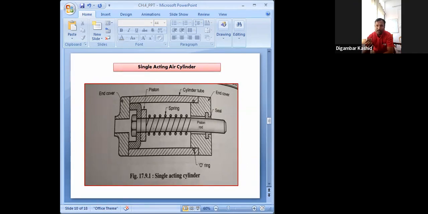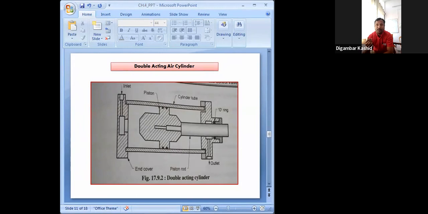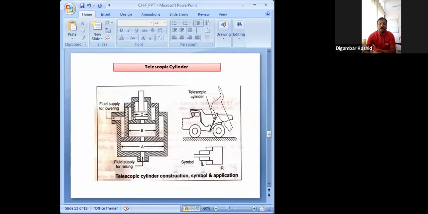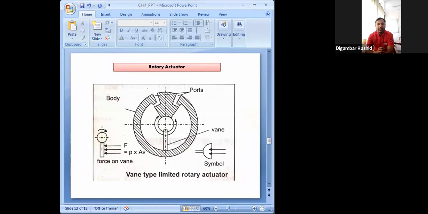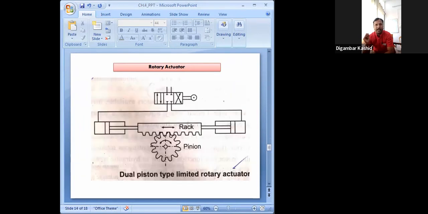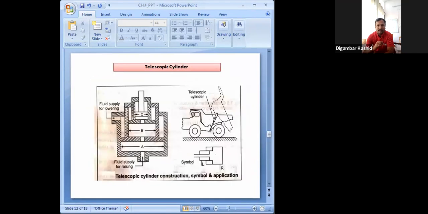Single acting air cylinder we have discussed, then this double acting cylinder, then also the telescopic cylinder, which is used in dumper or tipper applications. And the limited rotary motion pneumatic actuator, or you can call it air actuator. About that we have seen the rotary actuator, then the dual piston type, that is the rack and pinion type rotary actuator. So up to this point we have covered in the last lecture.